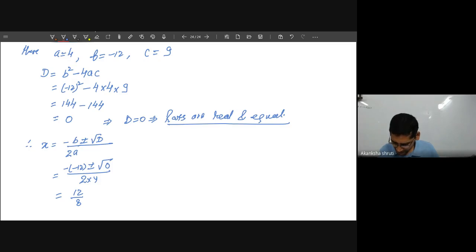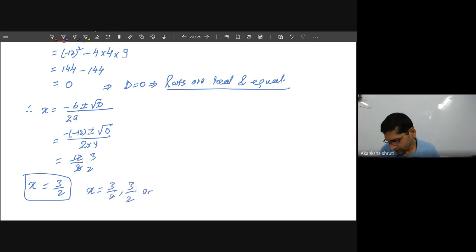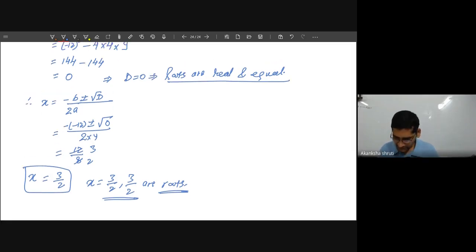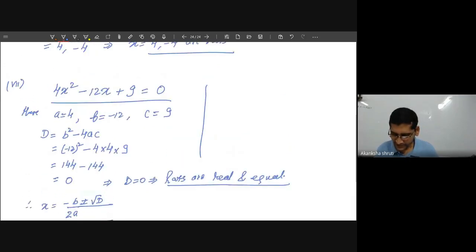Okay. So 4 2s are 8, 4 3s are 12. So x value is 3 by 2. So you have to write x equals 3 by 2, comma 3 by 2, as the roots. Since it is a quadratic, it must have 2 roots, though we have calculated only 1. How is this equation? This can be verified.